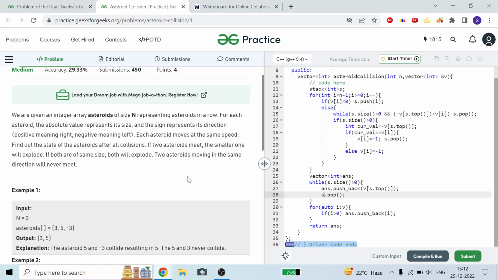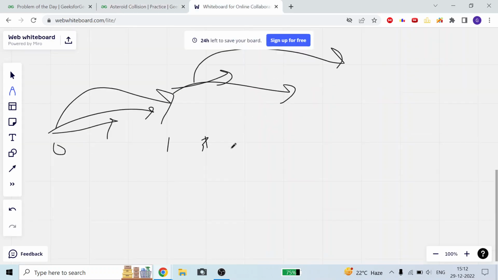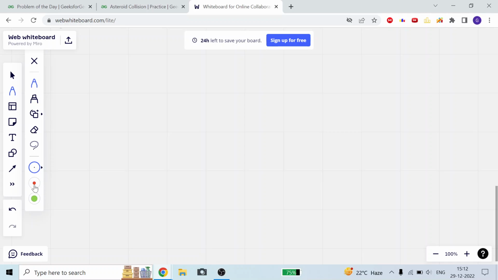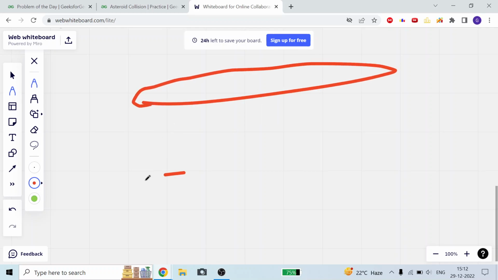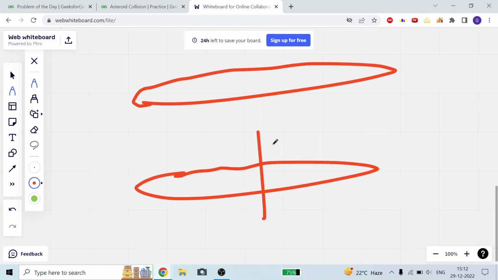Okay guys, so what do we have to do? After looking at all the conditions, one thing is very clear: after all the collisions, the array will look like this. The last part of the array will contain only positive elements, because after one point all the right direction collisions occur, and all the right direction elements will move to a particular side, and all the left asteroids will come to the other side.